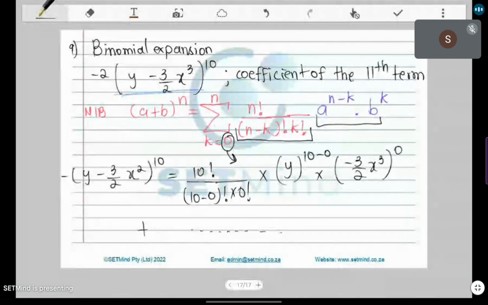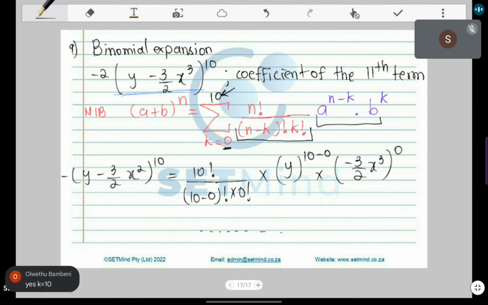Okay, nice. So the 11th term, think with me. The 11th term is going to be at k is 10. In our case, our n is 10, right? So from 0 to 10, that's 11 terms. Meaning at k is 10, that will be our 11th term.